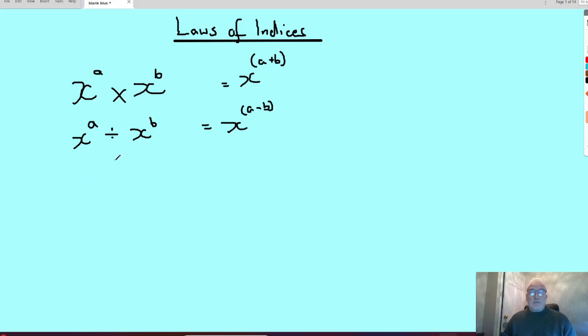And the third main rule of indices is if we've got a base number raised to a power and we raise that to a different power, we're in effect raising everything in the bracket to that positive power. So let's say we've got the same base number and this time we do the a multiplied by the b because it's outside of the bracket. So we're going to multiply those two base numbers together.